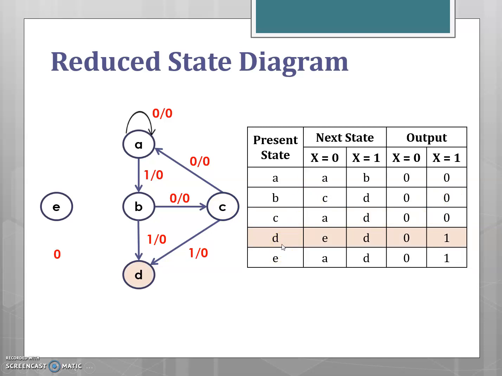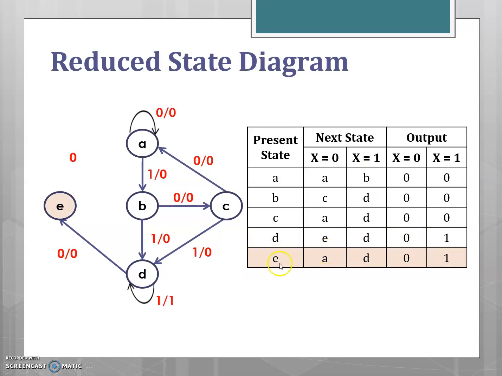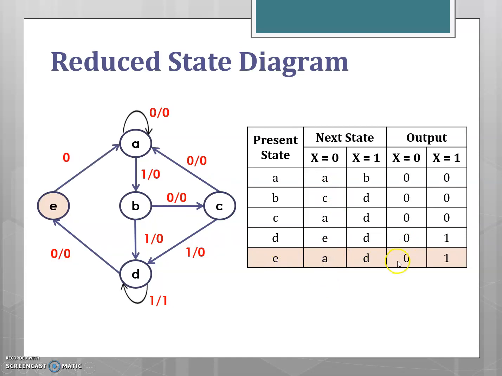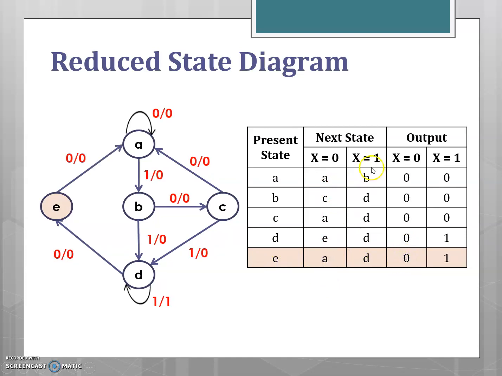Now consider the state D. With the input x equal to 0, the next state is E with the output 0. With the input x equal to 1, the next state is D with the output 1. And moving on to state E, with 0 as input, it goes to the state A with the output 0. And for the input 1, it goes to the state D with the output 1. So this represents the reduced state diagram consisting of only 5 states.